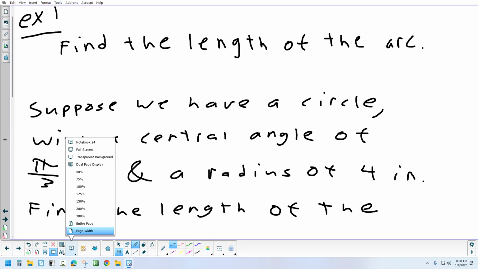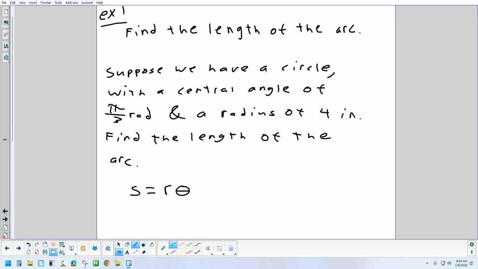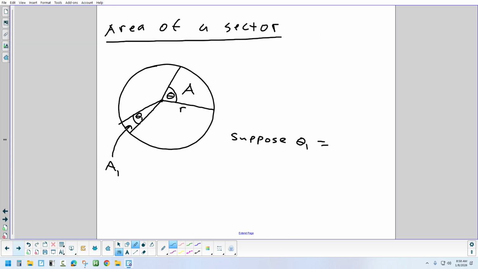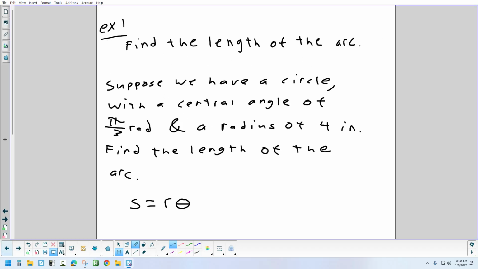Okay, so for the first problem, I think I drew it, and did I draw it? No, I didn't draw it. I draw another one later on. Okay, so this one's just written out. So we've got a circle. Inside the circle, we have an angle of pi over 3 radians. And the radius of the circle is 4 inches. Find the length of the arc.